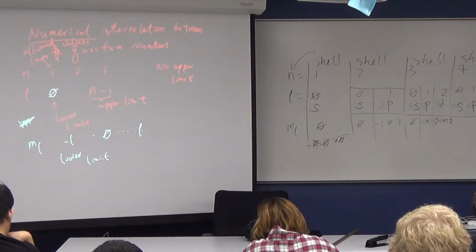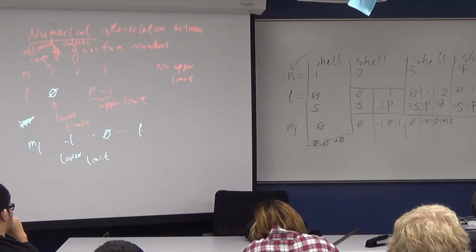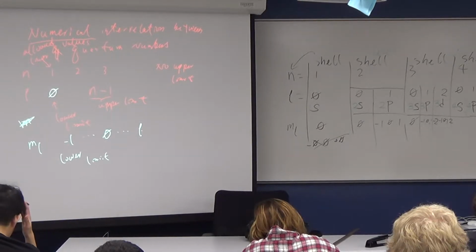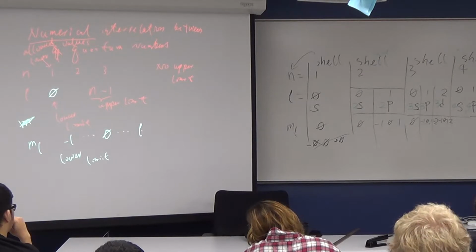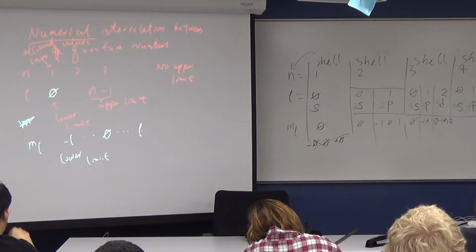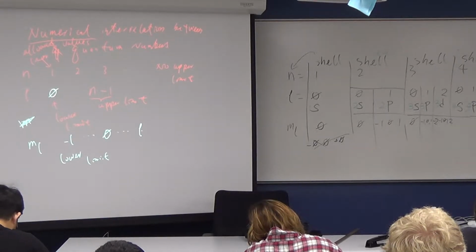Right? Very similar. So if you see F, 4F, you cannot have 3F. Similar reason, you cannot have 3F. If you have 4F, that means your L is 3. Right? If your L is 3, then what is your number for ML? Negative 3, negative 2, negative 1, 0, 1, 2, and 3.